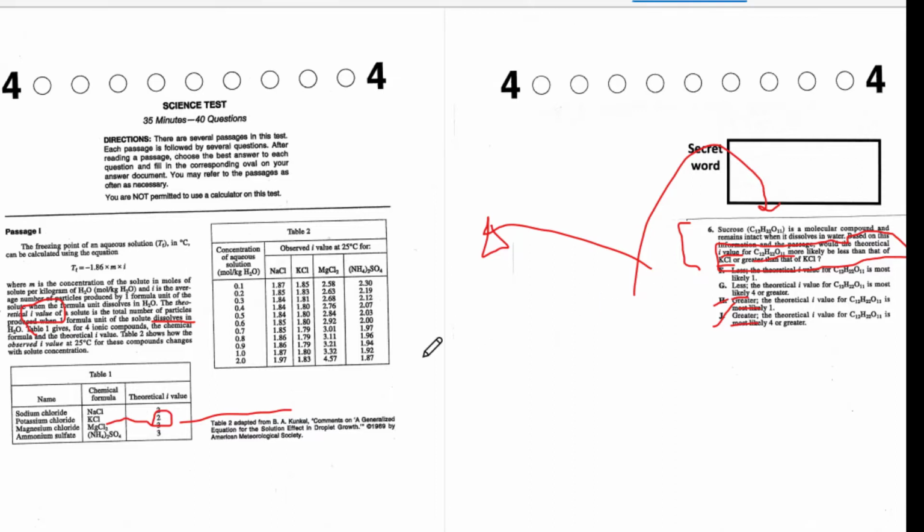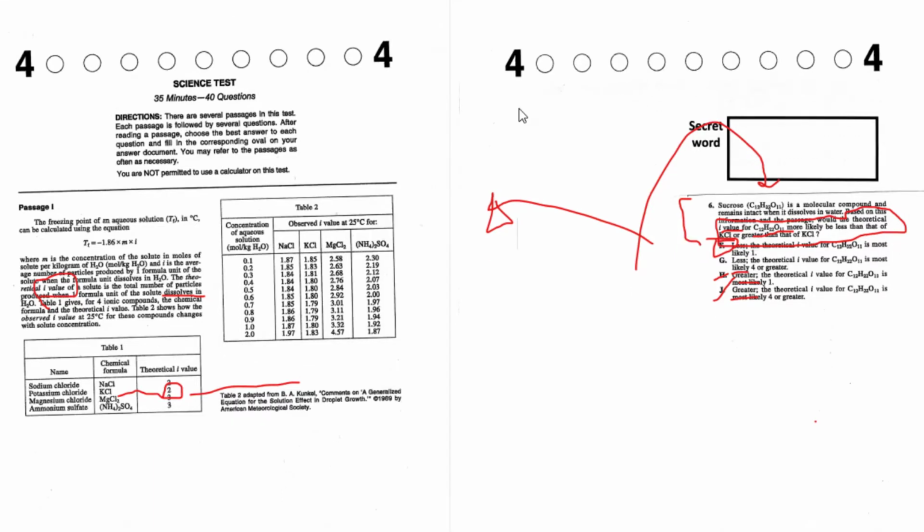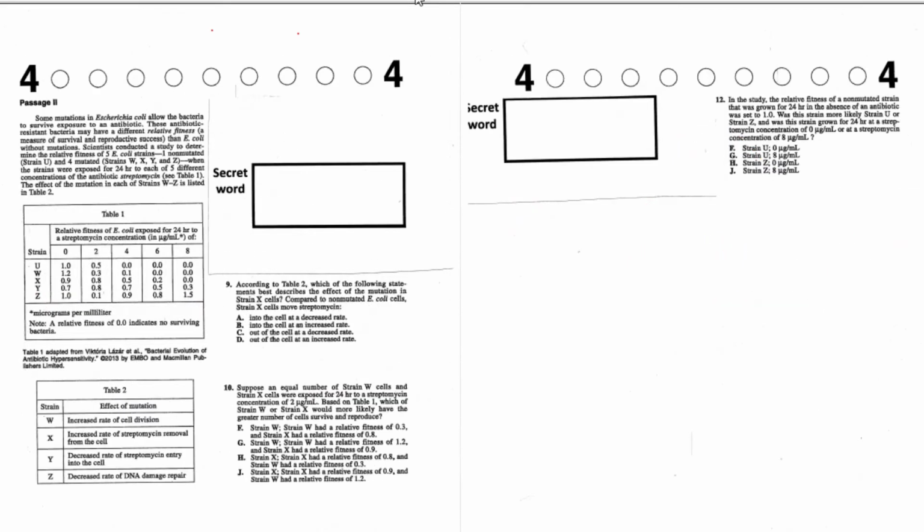Well, it can't be greater than 4 because the KCl is 2. So the only answer choice that makes sense here is answer choice F, kids. The secret word for this question is the word "the." All right, on to problem number 9.